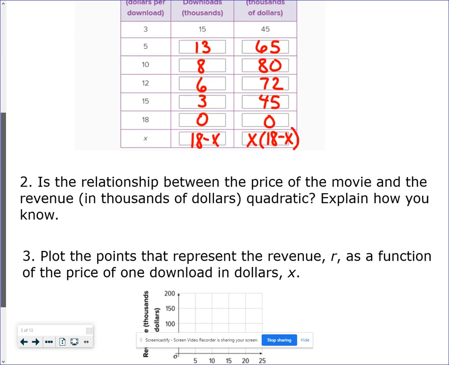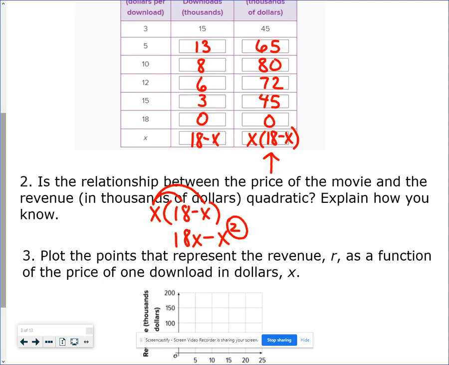It asks in number 2, is the relationship between the price of the movie and the revenue quadratic? So they're asking, is this quadratic? Remember, for quadratics, we're always looking for squares. And right now, I don't see a square. However, if I would take this and say x times 18 minus x, and I wanted to clean this up, I wanted to simplify it, I would have 18x minus, oh, there is my square, x squared. So yes, this is quadratic. I've got a square on my variable. That's the big giveaway right there.